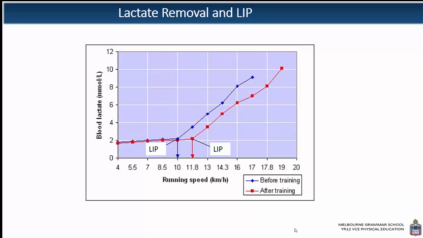And that lactate inflection point, remember, refers to the highest steady state that you can hold. So if you're looking at a half marathon or a marathon, the blue athlete is going to be able to run at 10 kilometers per hour, and that's the highest steady state that they can hold.